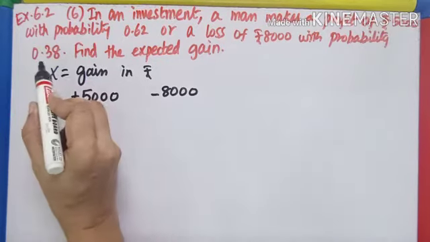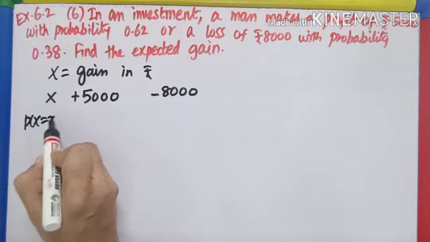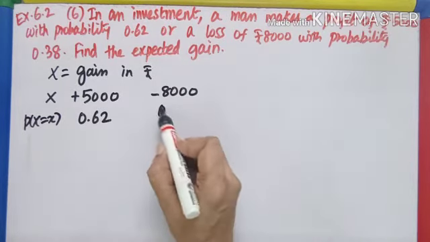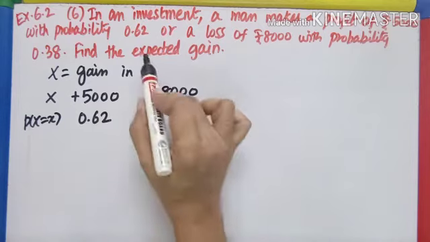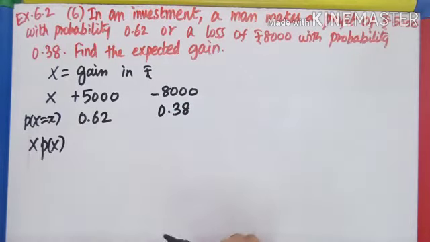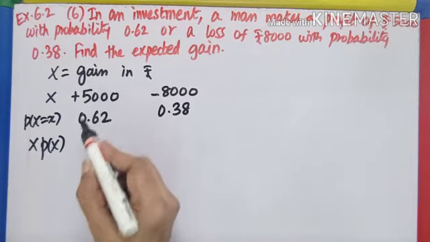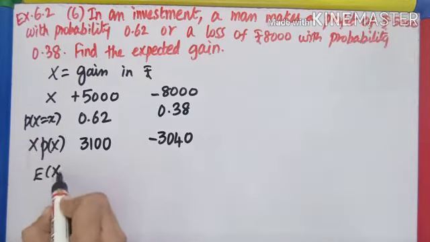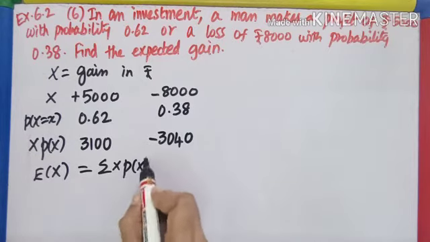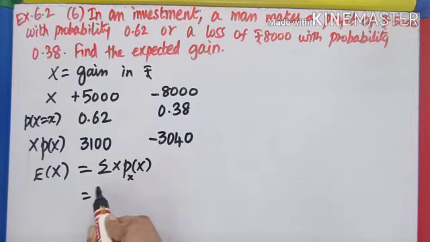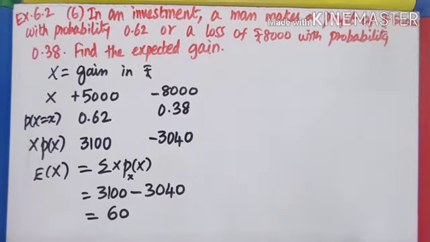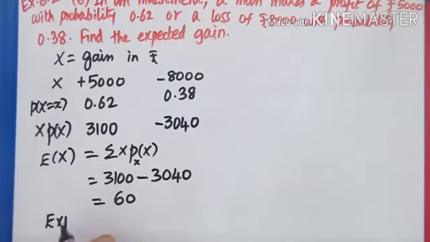What is the probability for the profit? 0.62. And for the loss, what is the probability? 0.38. What I need to find out is expected gain. Multiply x into P of x. Multiply these two: 5,000 into 0.62, 8,000 into 0.38. E of x, the formula is sigma x into p of x. So we shall add these two. 3,100 minus 3,040. That gives me 16. So take and write the answer. My question is expected gain. So expected gain is rupees 16.